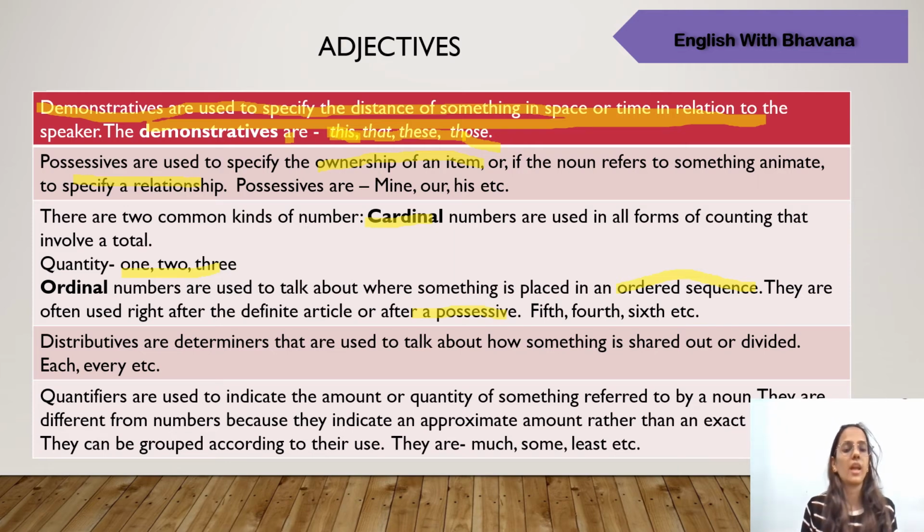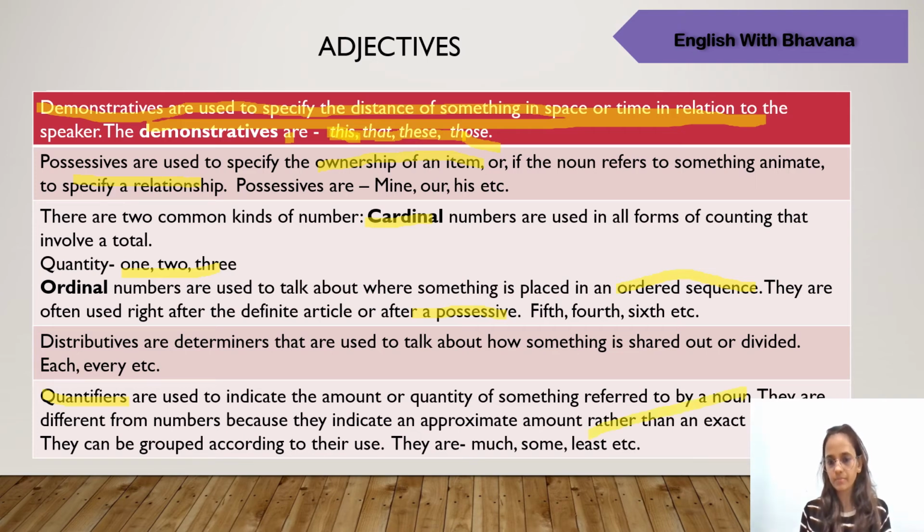Okay. Now, distributives are the determiners that are used to talk about something that is shared out or divided. For example, each one of them came late in the class, so each is distributive. Everybody in this class is noisy, so everybody is what? Distributive.